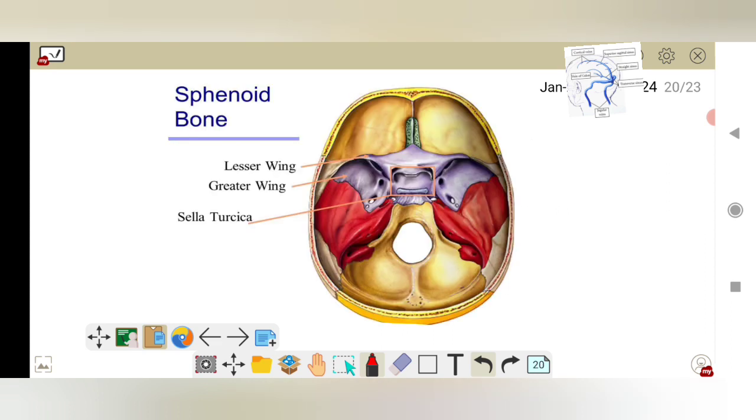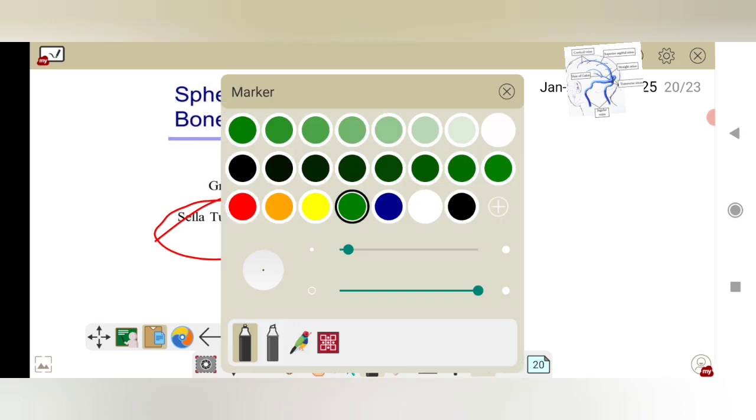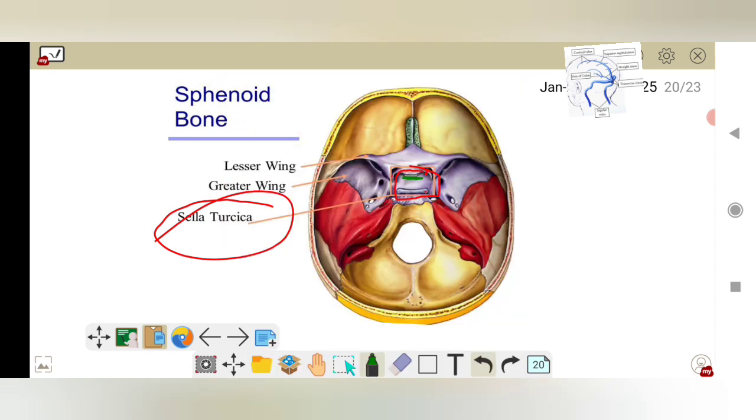This is the sphenoid bone. These are the anterior clinoid processes made by the lesser wing, and these are the posterior clinoid processes made by the dorsum sellae, and this is the sella turcica, and the roof of the sella turcica is the diaphragma sellae. It is horizontally oriented. Now the attachments of the diaphragma sellae: anteriorly it is attached to the tuberculum sellae and posteriorly to the dorsum sellae.